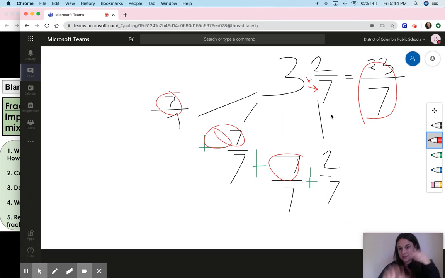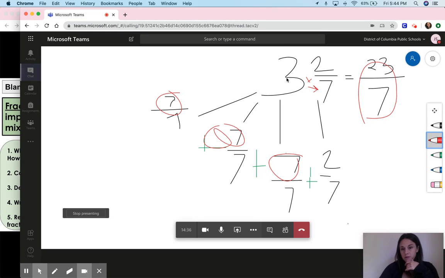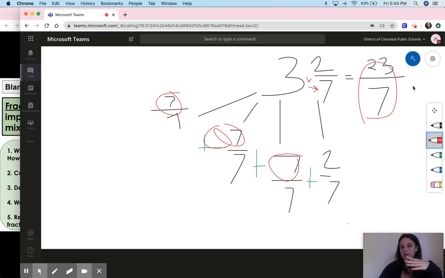That's like what we're seeing here. This mixed number, it means the same as this improper fraction. They're just in two different forms, like two different languages. Great. Okay, let's get to the application problem now.